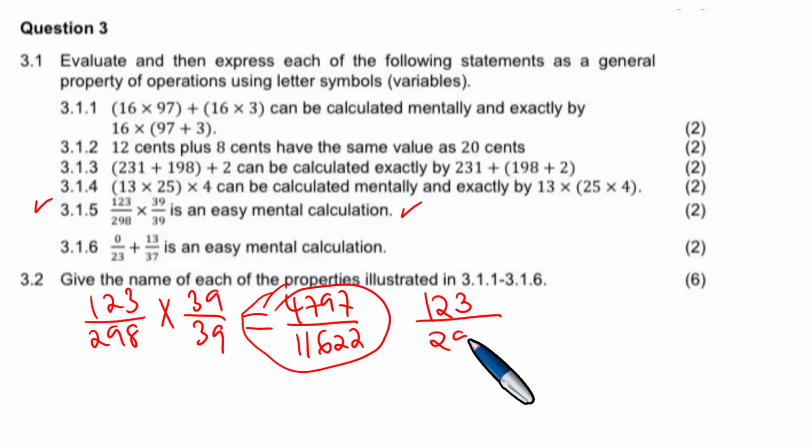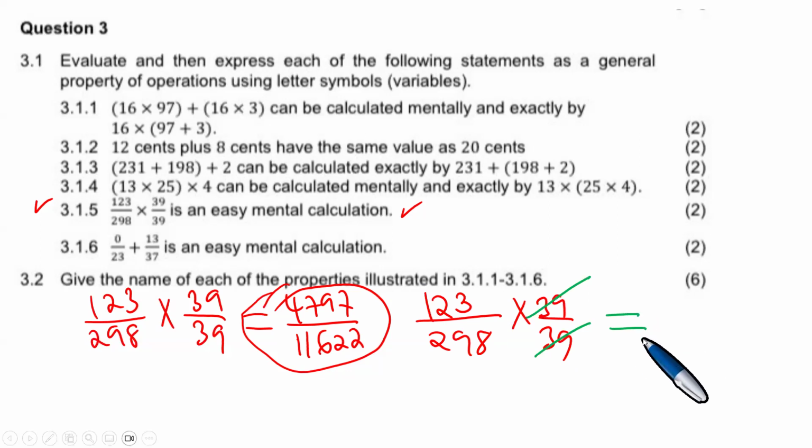So what we do, we take the question by the examiner and we then cancel this. The 39 out of 39, 39 divided by 39 is 1. So that one is easy. If you divide 39 by 39, what you're getting is 1, which is easy. And therefore we're getting 123 divided by 298. That is the answer to this.